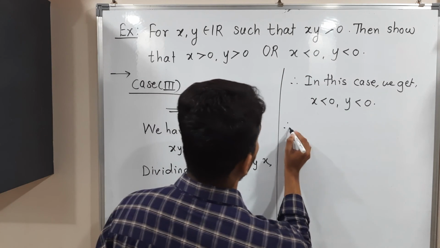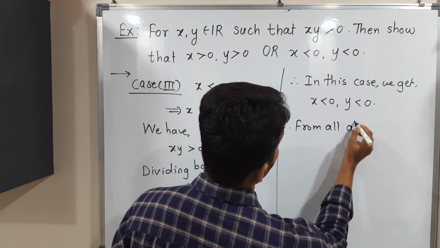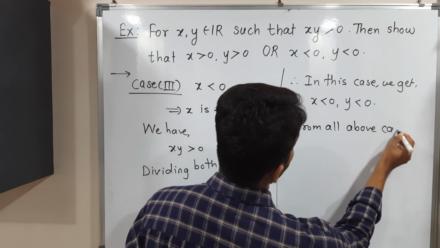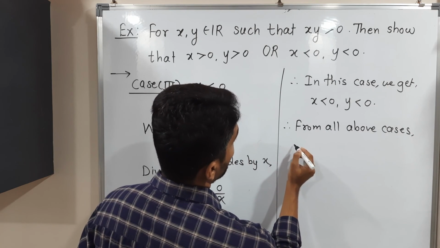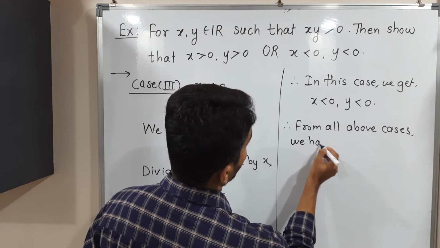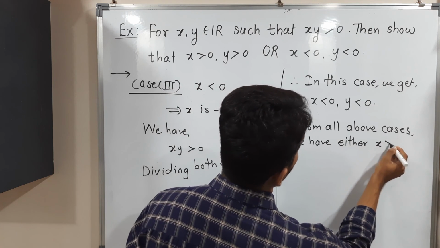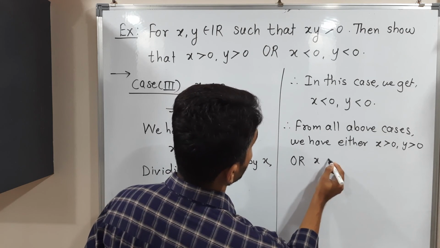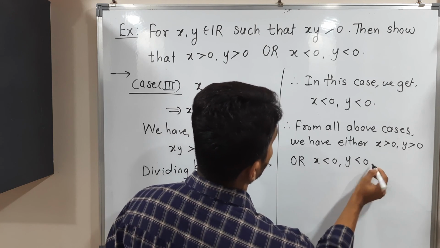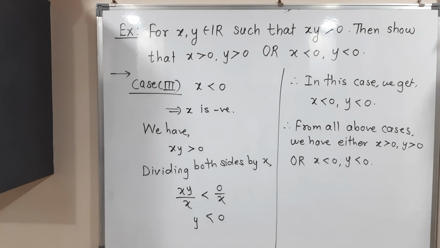So therefore from all above cases we conclude that we have either x positive, y positive, or x negative, y negative. In this way we proved. You can make a screenshot of it, and after that we will stop.